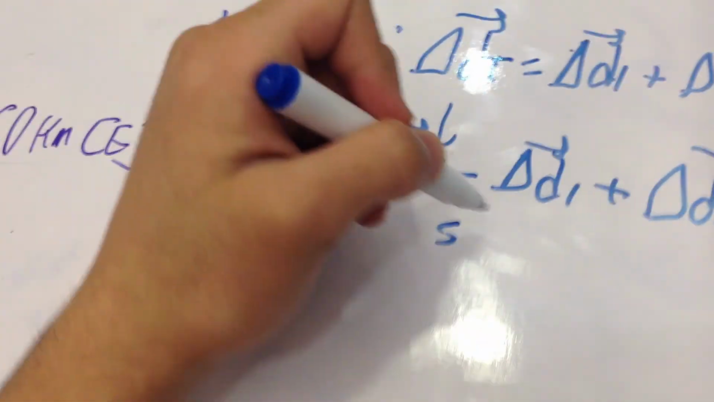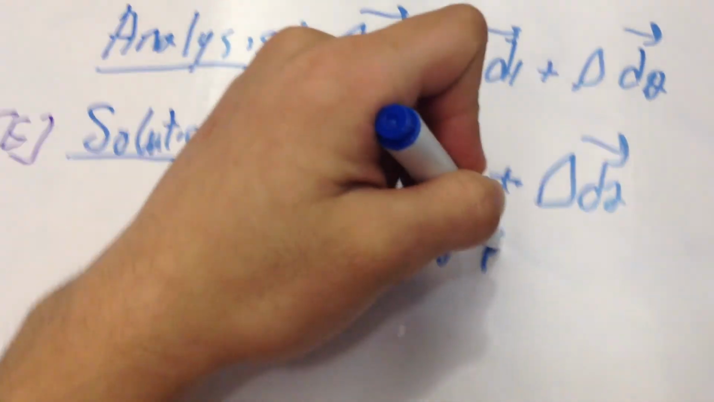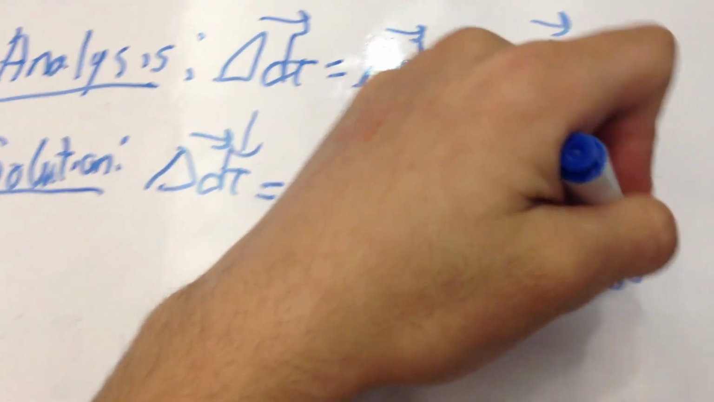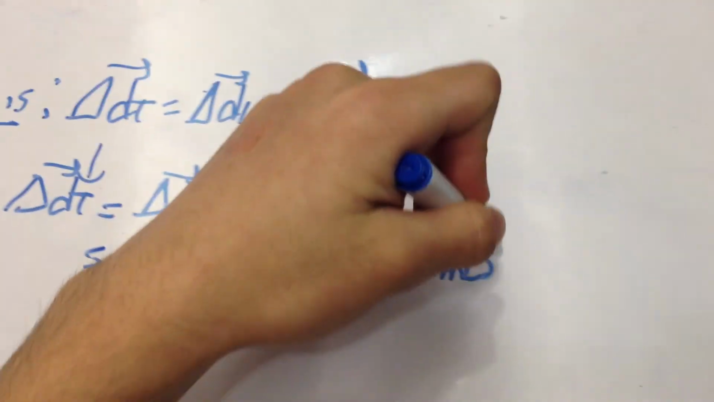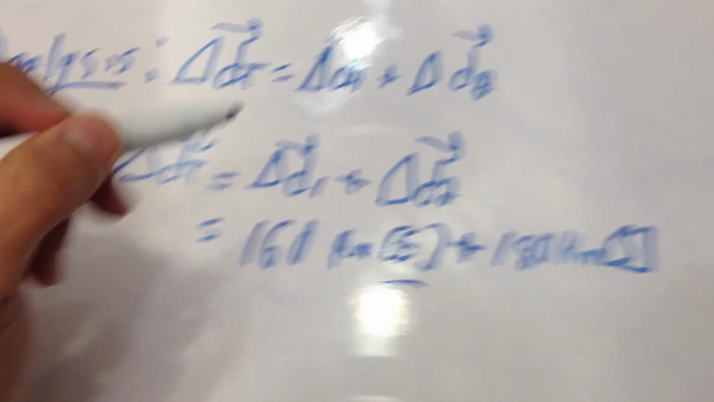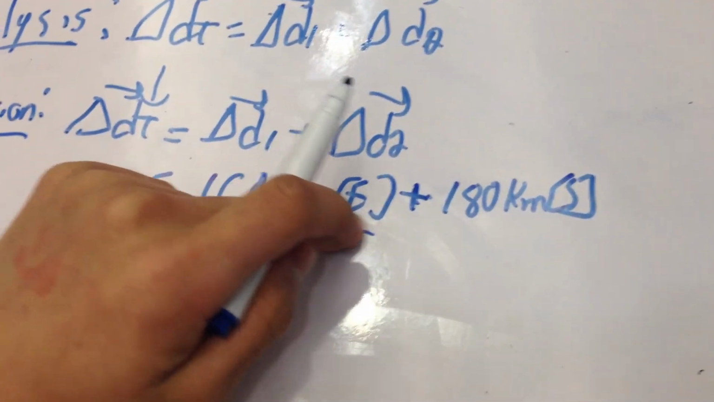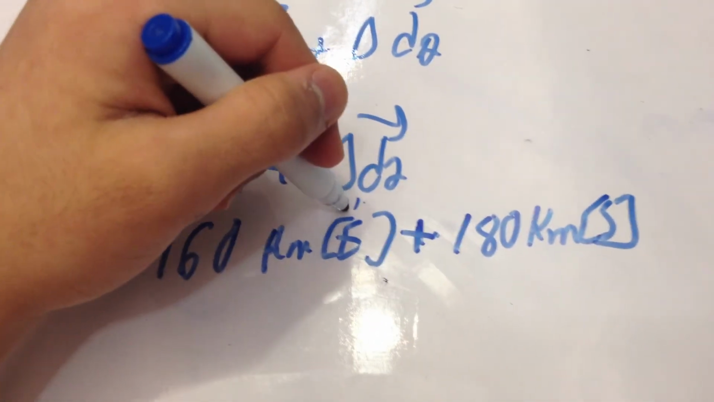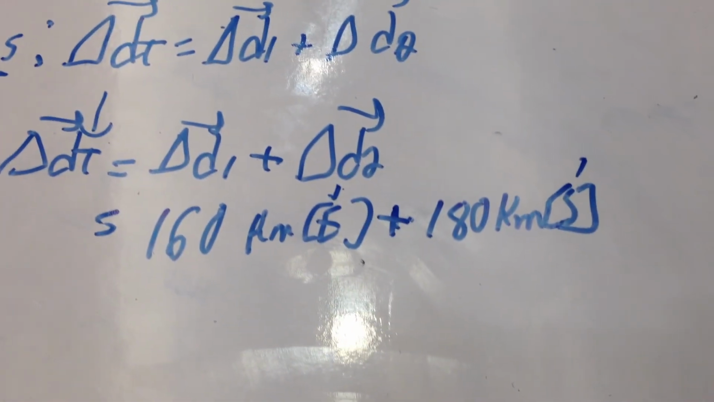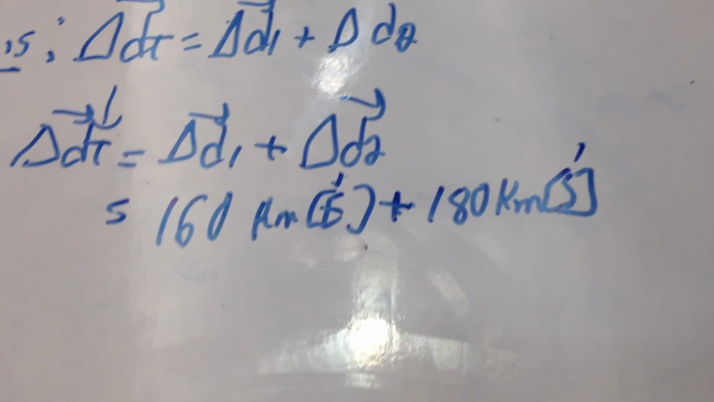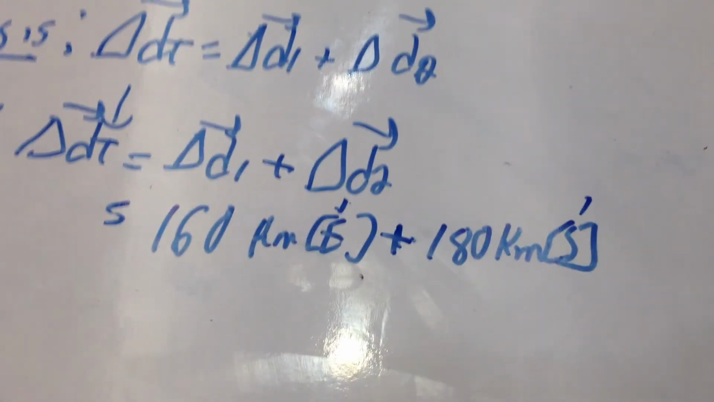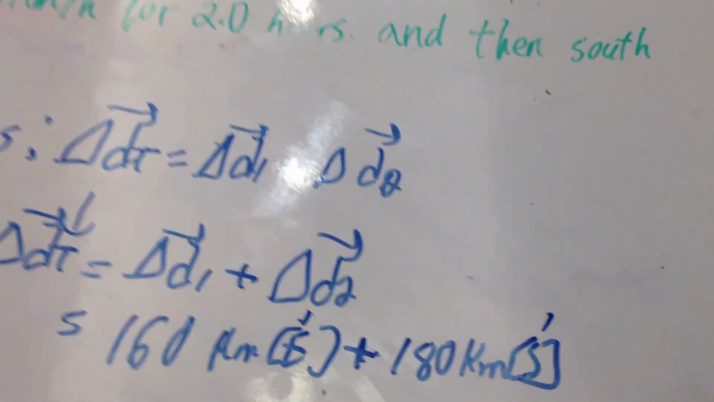Now, let's put in our values. We have 160 kilometers east added to 180 kilometers south. Looking at this question, we cannot just add these two values because the directions are east and south, which makes it impossible for us to add them the way it is. So what we do is we use the Pythagorean theorem. But before we do that, let's draw our vector diagram.